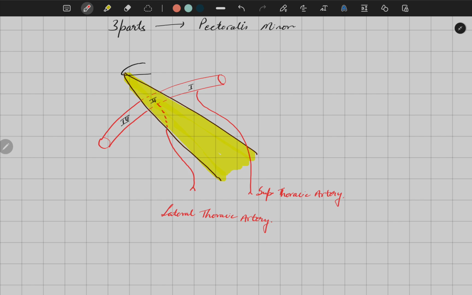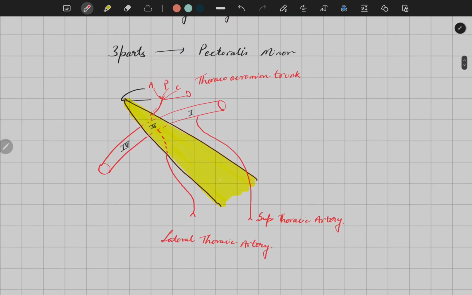And from the second part of the axillary artery, the second branch that arises is the thoracoacromial trunk, and this has four branches as well: A, B, C, and D. So this is the thoracoacromial trunk. So how are we going to remember the names?